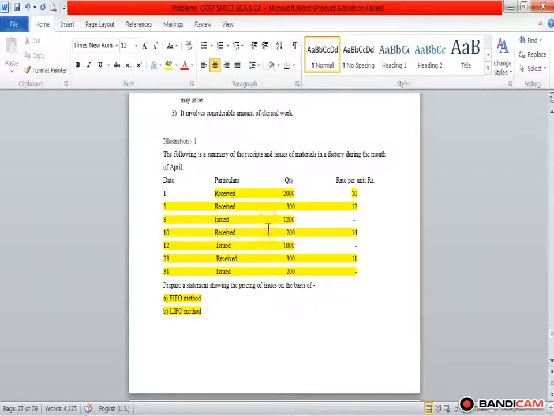10th April, received 200 quantity of material at rupees 14 each. 12th April, issued 1000 quantity of material. 23rd April, received 300 units at rupees 11 per unit, and 31st April, issued 200 units. So this problem we solved by the FIFO method. Now we solve this problem by using the LIFO method.